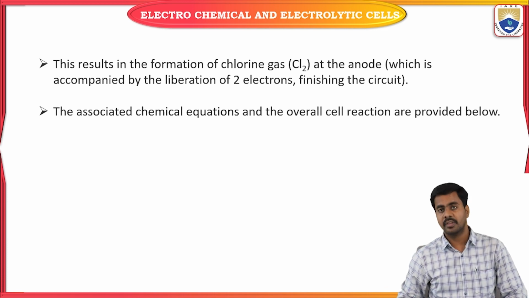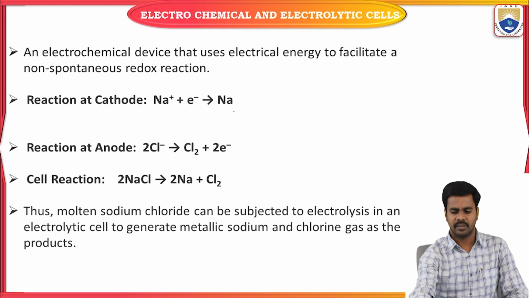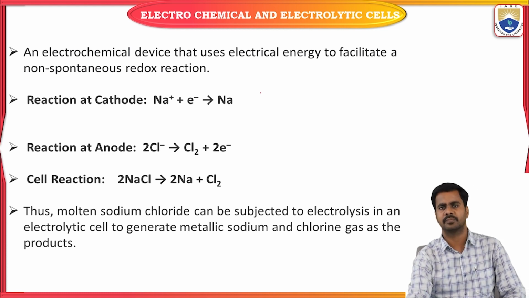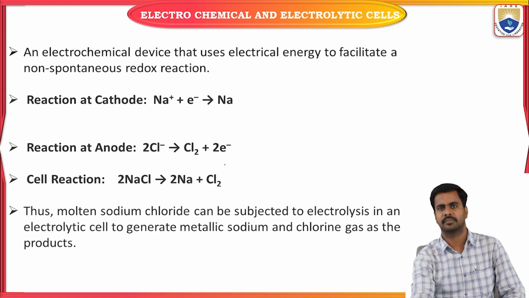Next, coming to the chemical reactions in the electrolytic cell. Reaction at the cathode: gain of electrons, reduction takes place. Here reduction takes place, and at the anode, oxidation takes place. Coming to the net cell reaction, Na+ and Cl-.